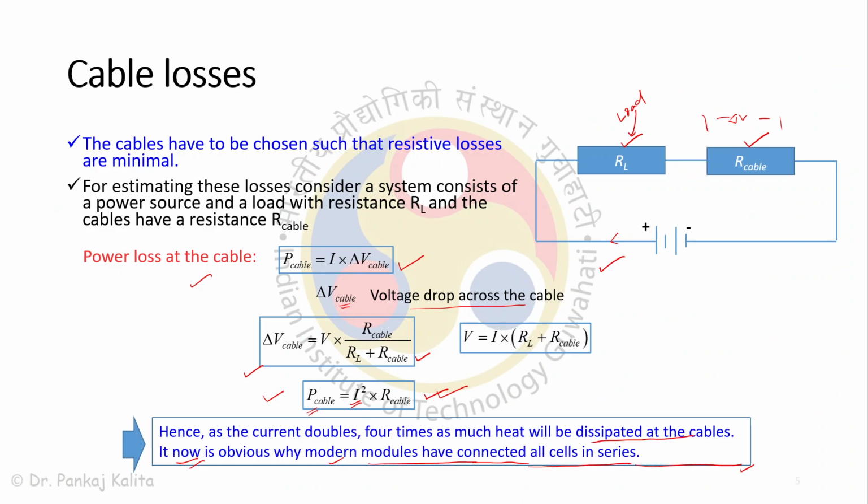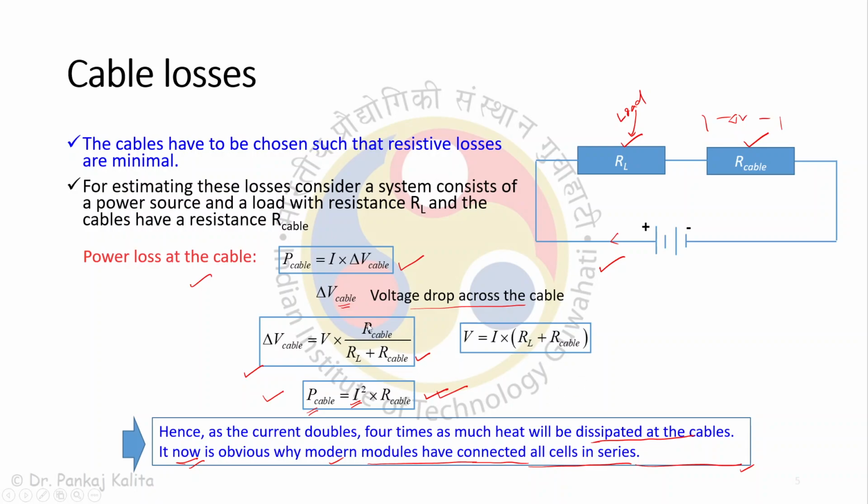Then we have cable loss. This is very important. Whatever the voltage drop across the cable is, if we multiply it with I, it gives the power loss in the cable. Similarly, these relations can be used. There can be numericals based on this.